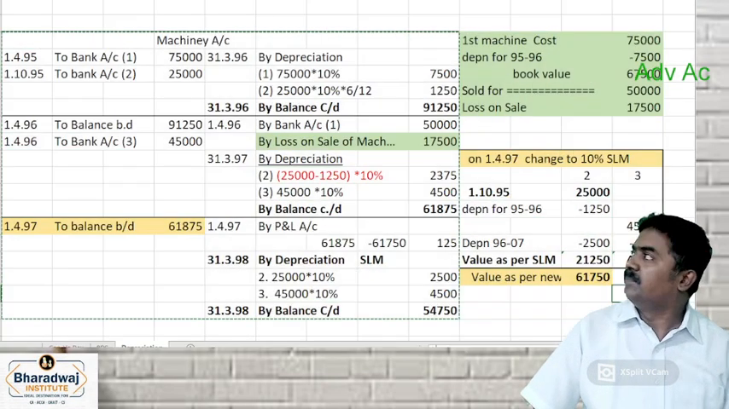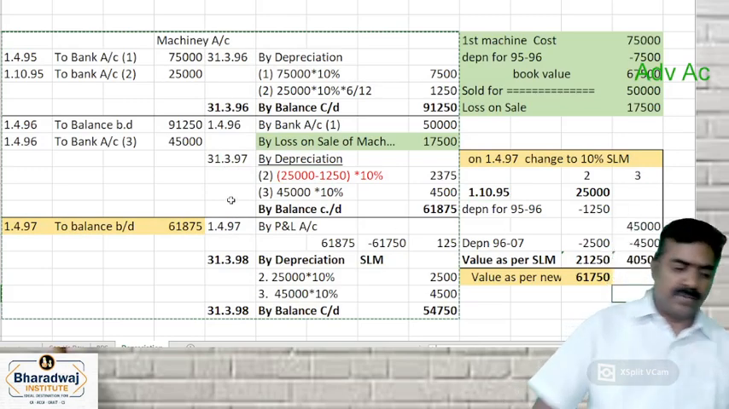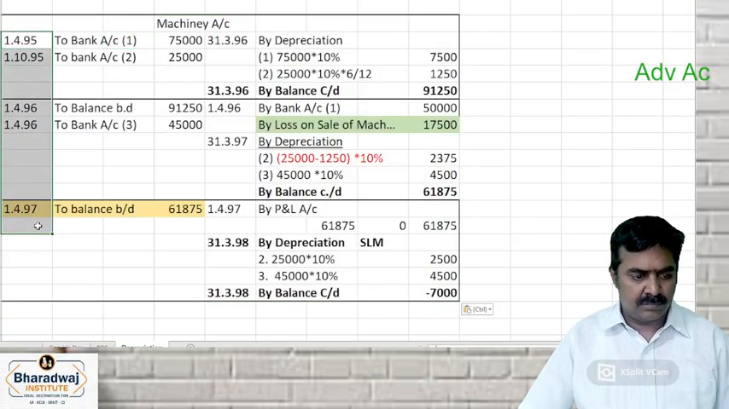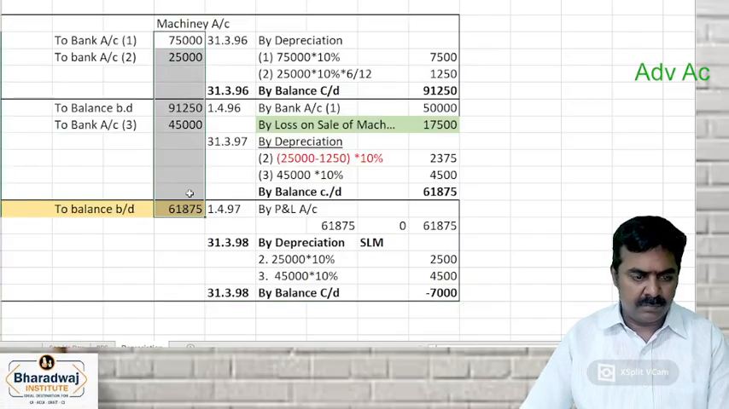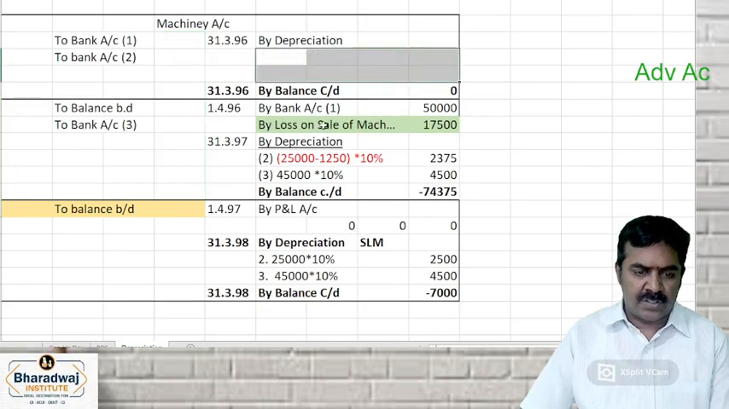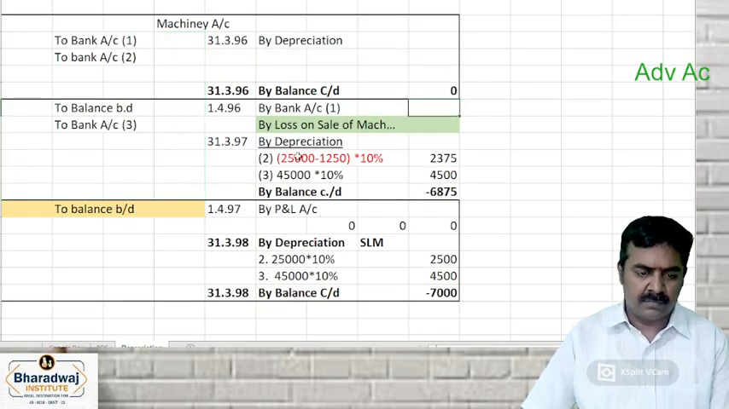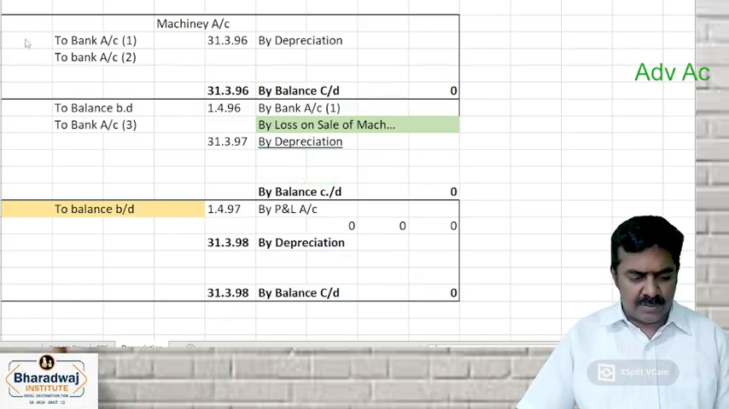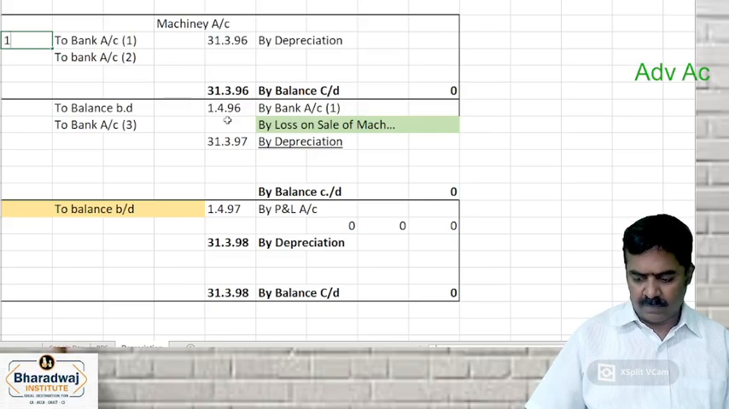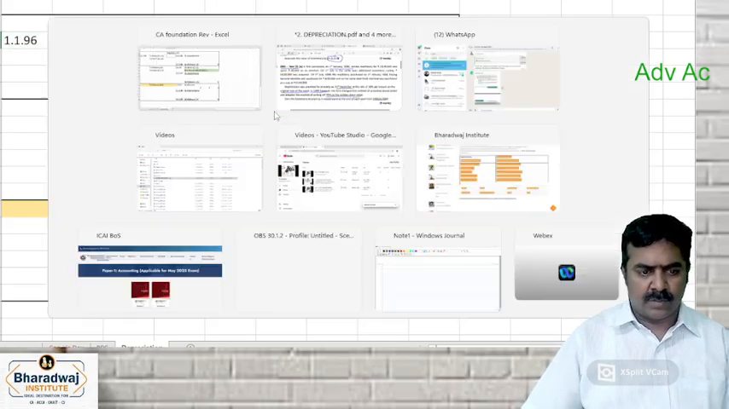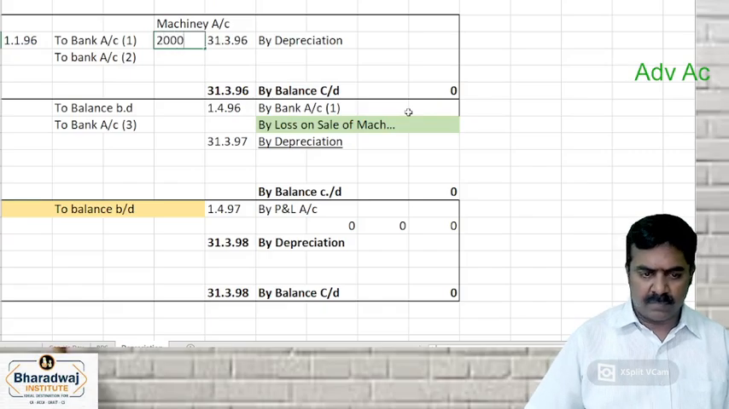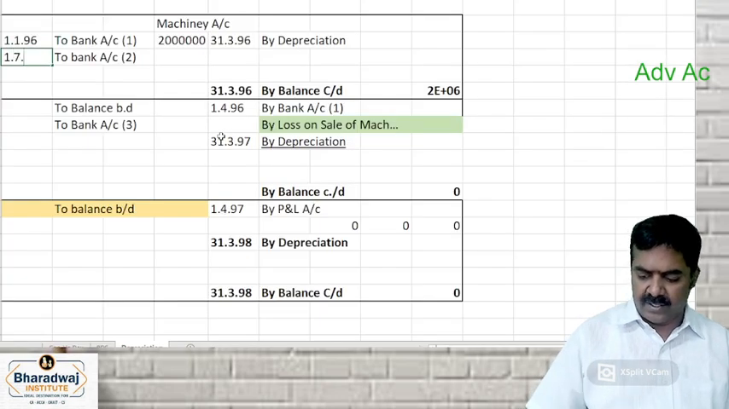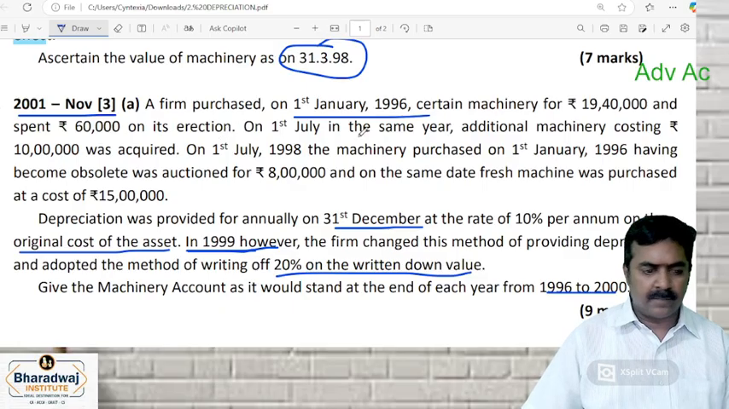Did you copy? Recorded class students, if required, you pass in copy. First we are in which method? SLM. Then we move to WDV. When was the first machine purchased? For how much? 20 lakhs including installation. On 1st July 96 we are buying another machine for how much? 10 lakh.